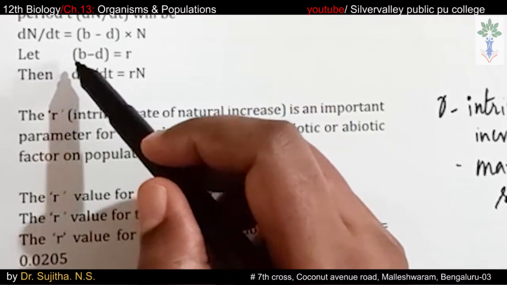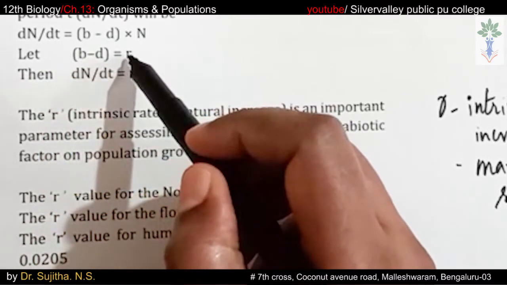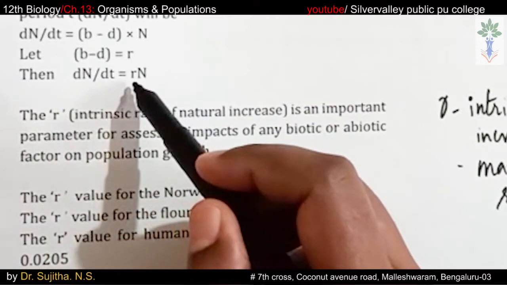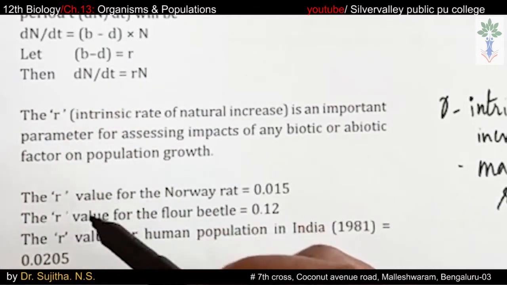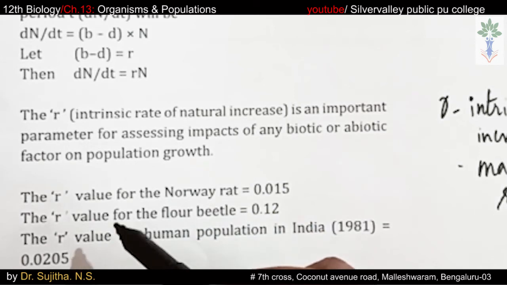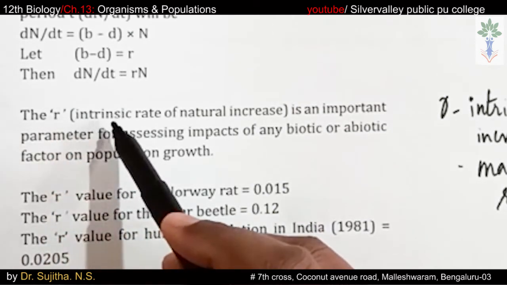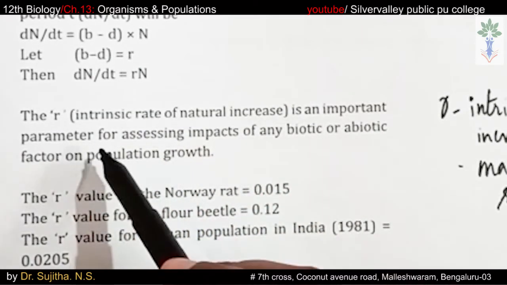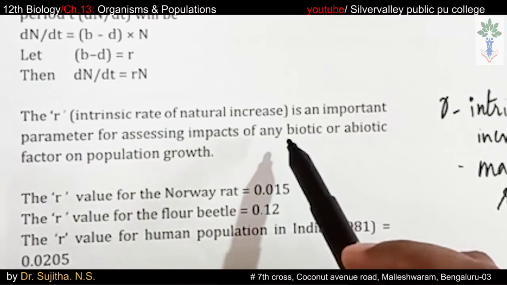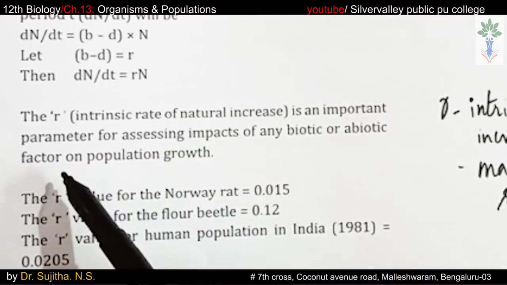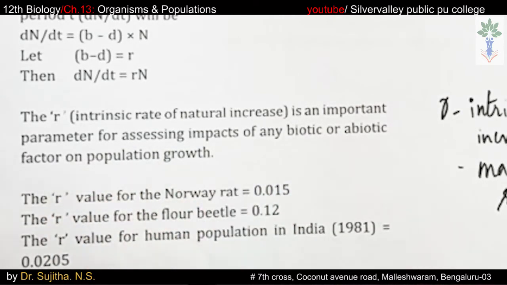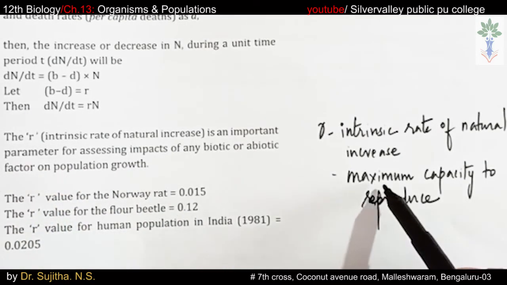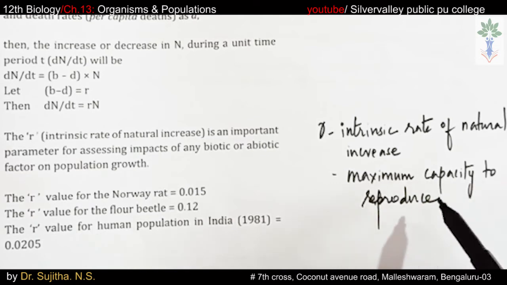So let's assume that b minus d is equal to r. Then dN by dt is equal to rN. What does the r represent? The r represents the intrinsic rate of natural increase, which is a very important parameter for assessing the impact of any biotic or abiotic factor on the population growth. In other words, r represents the maximum capacity to reproduce.